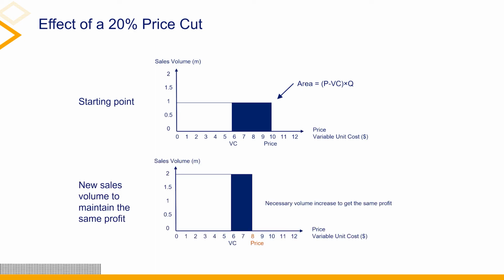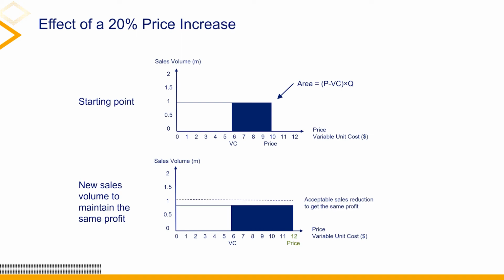When we cut price 20% from $10 to $8, we want the profitability, i.e. the area of the rectangle, to remain unchanged. The rightmost point on the x-axis shifts from 10 to 8. For the area of the rectangle to remain unchanged, the height needs to go from 1 million to 2 million. Hence, to maintain the current profitability under a 20% price cut, sales volume needs to double to 2 million units.